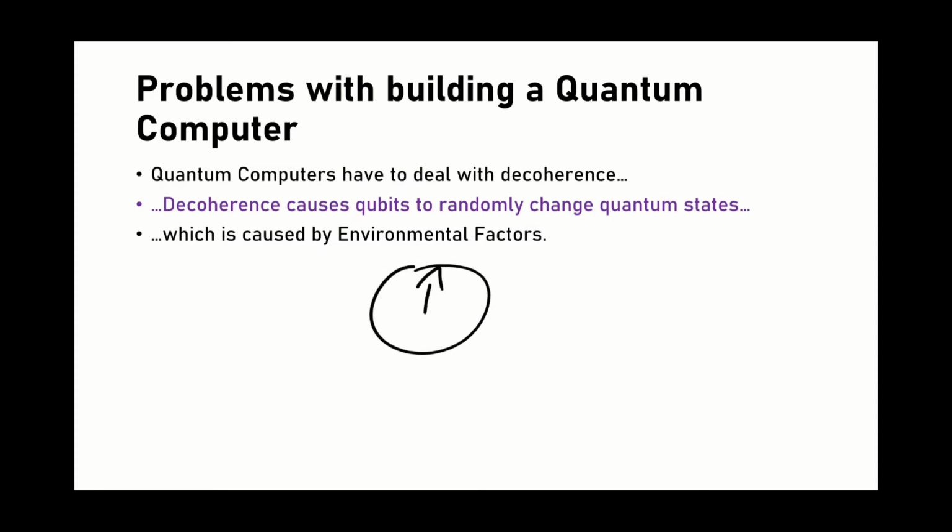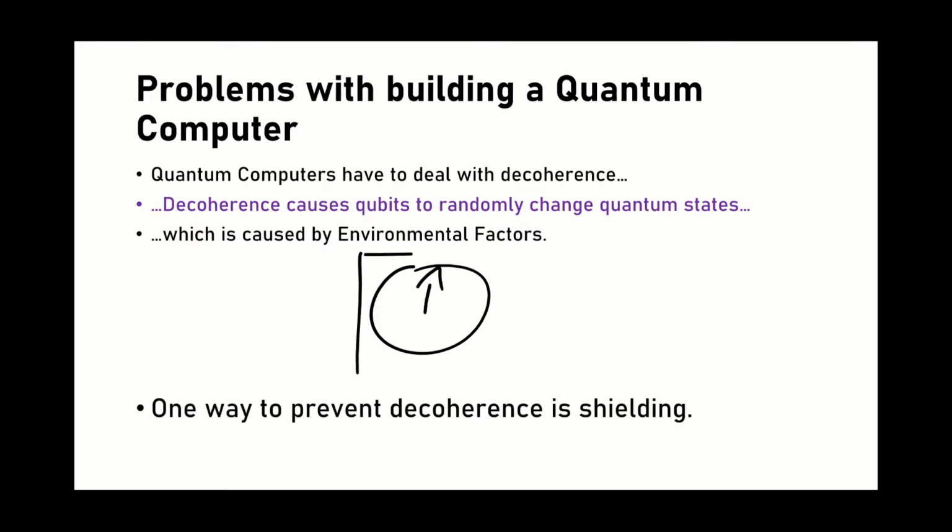Let's say we have a qubit. We have some environmental radiation coming in, and it interacts with this qubit, and it causes it to randomly change state. Now, we don't want our data to be corrupted by randomly changing qubits, so we must mitigate this.